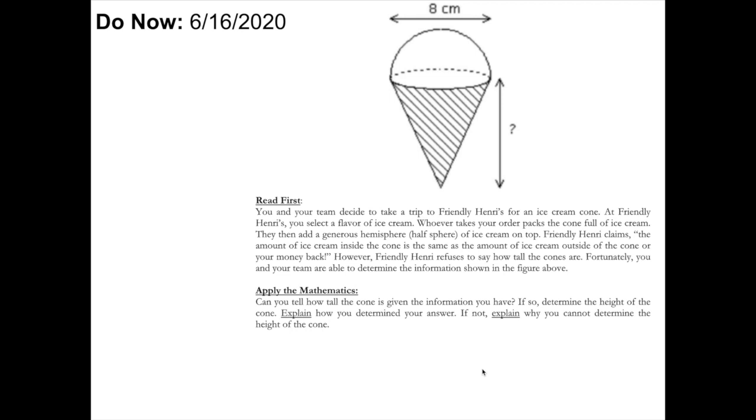Friendly Henri claims, oh, oui, the amount of ice cream inside the cone is the same as the amount of ice cream outside the cone, or your money back, madame. However, Friendly Henri refuses to say how tall the cones are. This is his secret. Fortunately, you and your team are able to determine the information shown in the figure above.